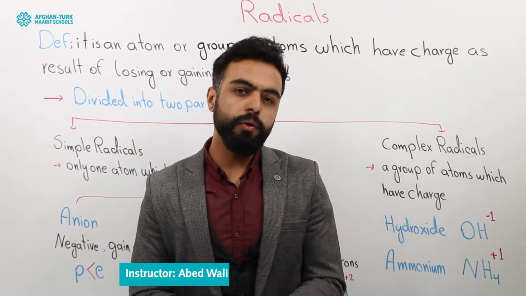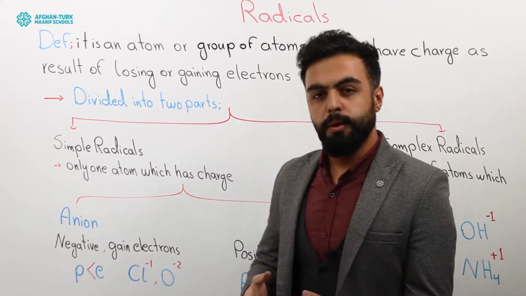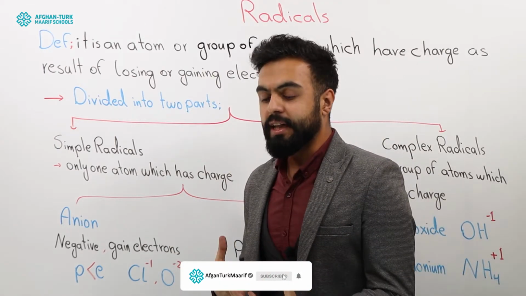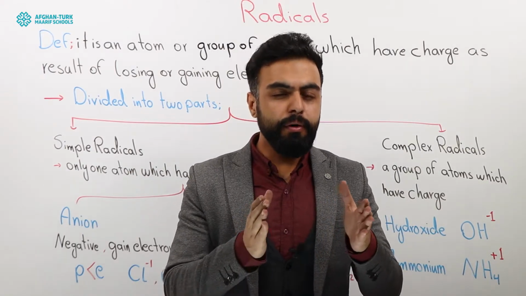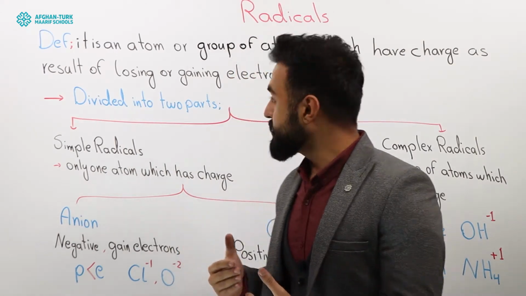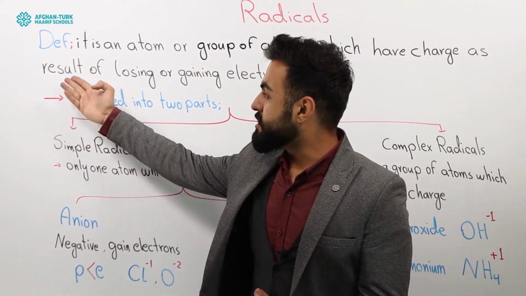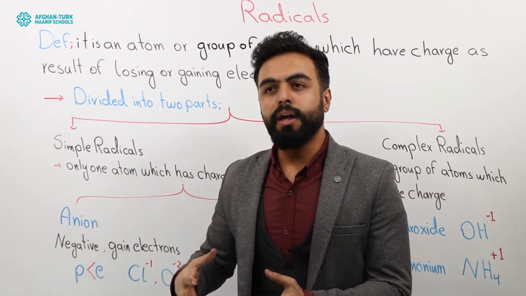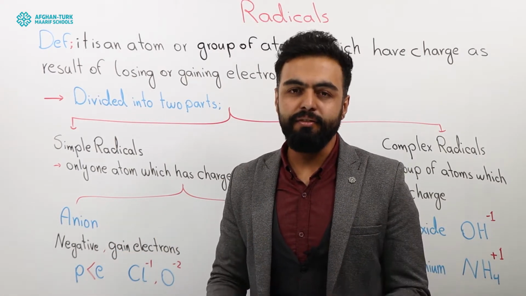Today I'm here with another new topic, which is called radicals. So, what is a radical? The definition of a radical is that it is an atom, or it can be a group of atoms, which have charge. How? As a result of losing or gaining electrons. So when they lose electrons or when they gain electrons, they can have charge.